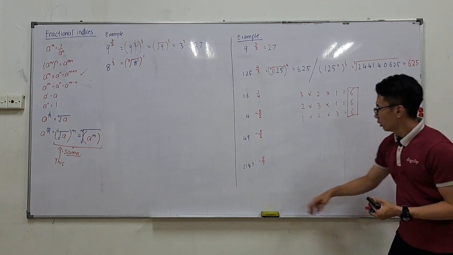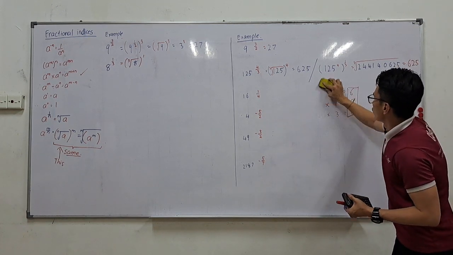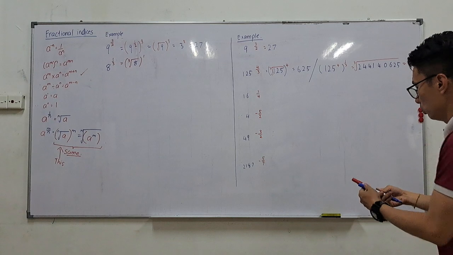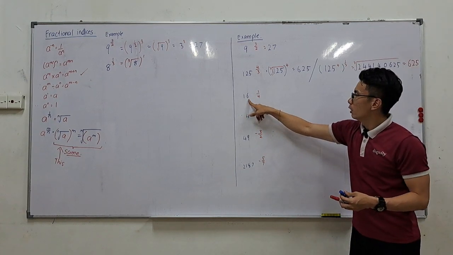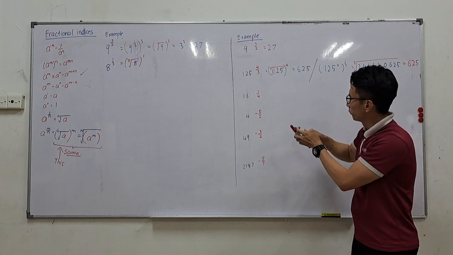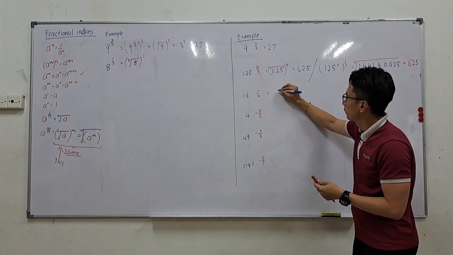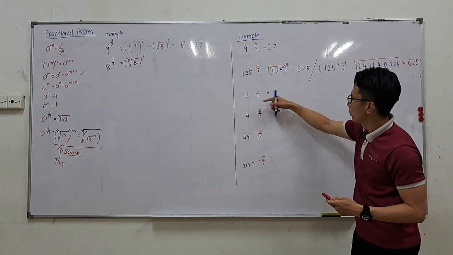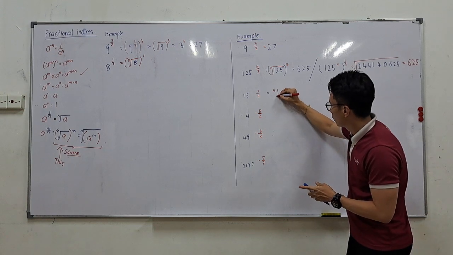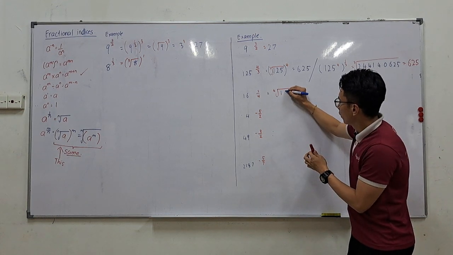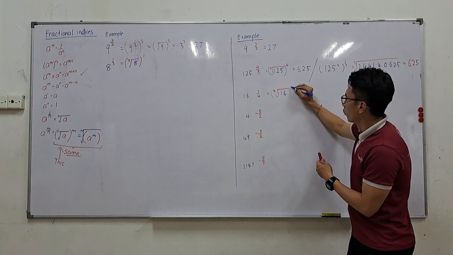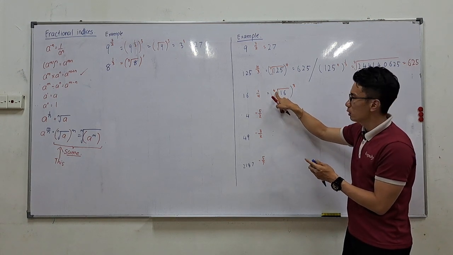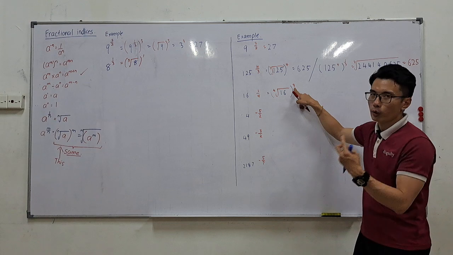Okay? So let's continue with all these other questions over here. So again, 16. I raise it to the power of 3 over 4. So what do I get over here? So instead, I'm just going to apply the rule over here. So in this case, I'm going to take the 4th root of 16. And this whole thing right now, I will raise it to the power of 3. Okay, the denominator will tell me what root it is. The numerator will tell me how much I have to raise the power to.